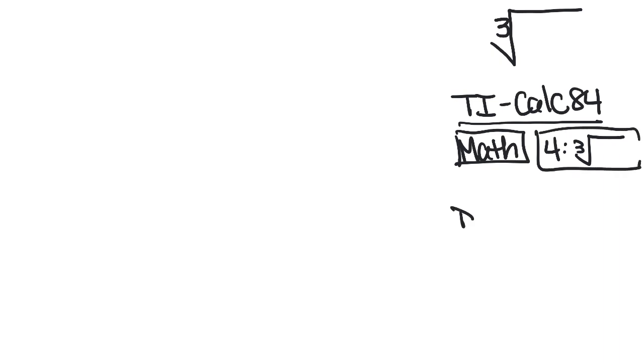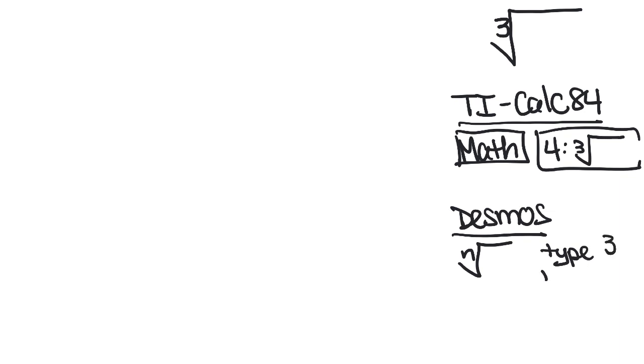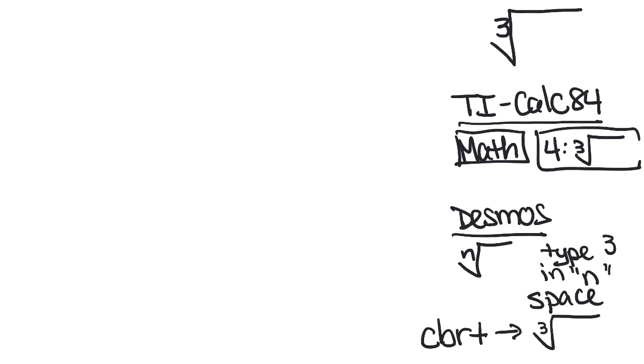If you're using Desmos, you can either find the button that looks like that, and then you'll have to type a 3 in the n space. Or if you type CBRT, it'll convert it to a cube root, depending on which calculator you're using. Okay, so those are all your calculator tips.